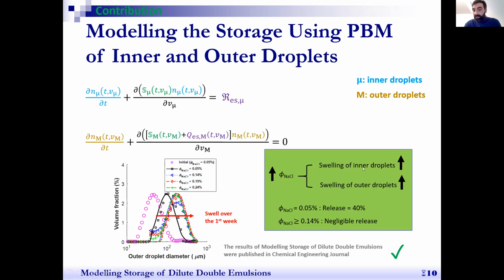We will see the result of the model for inner droplets in the next slide, but in general, by increasing the salt fraction, the inner droplet size swells, the swelling of inner droplets increases, and also the swelling of outer droplets increases. And also by increasing the salt fraction, we notice that the release decreased until a negligible release for higher salt fractions.